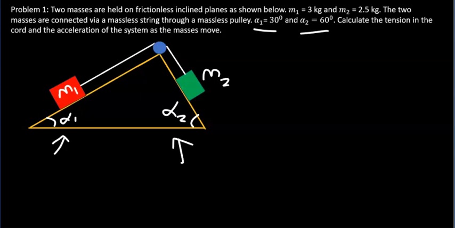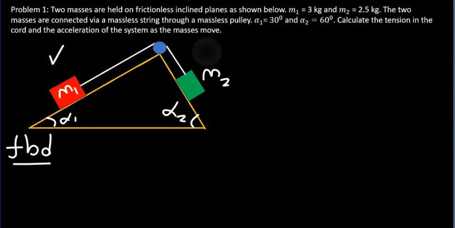Now when you let it go, the system will start to move. Now we want to determine the tension in the cord and the acceleration of the system. So let's begin with the free body diagram for mass 1. There should be two free body diagrams because there are two masses. And let's start with the first one. So what are the forces acting on mass m1?